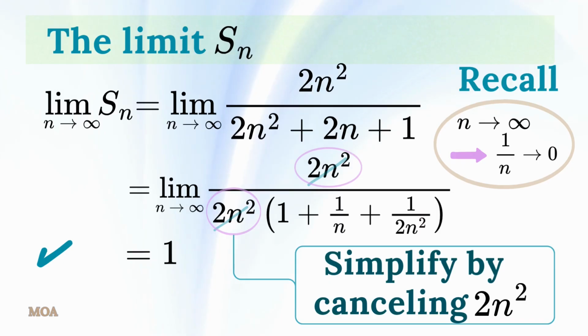Now, let us move to the limit of the sum s sub n, as n tends to positive infinity. This limit equals the limit as n tends to positive infinity of the quantity 2n squared over the quantity 2n squared plus 2n plus 1. After factoring out 2n squared from the numerator and the denominator, and simplifying by canceling 2n squared, and since 1 over n and also 1 over n squared approach 0 as n tends to positive infinity, we conclude that the limit of s sub n as n tends to positive infinity equals 1.